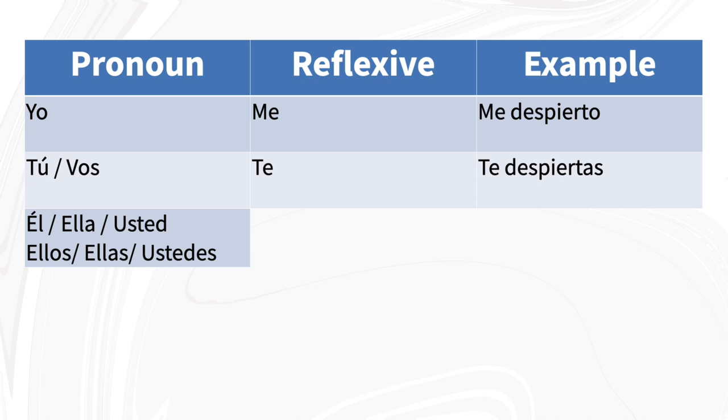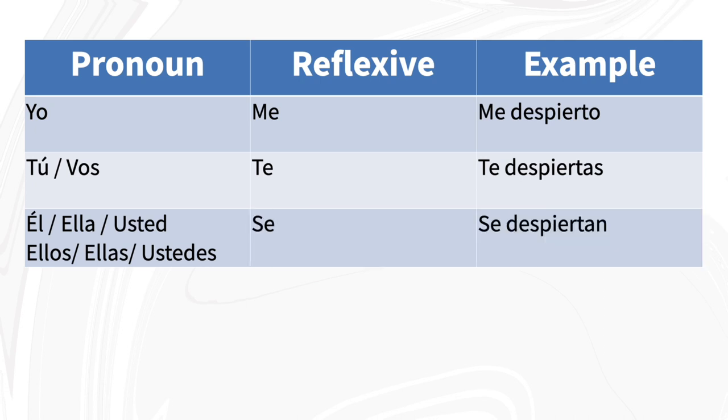All of these personal pronouns use the same reflexive pronoun. Él, ella, usted, he, she, the formal you, and ellos, ellas, they, and you all, ustedes. These will use se as the reflexive. For example, se despiertan. Despiertan is conjugated to the plural, so this would go with ellos, ellas, or ustedes.